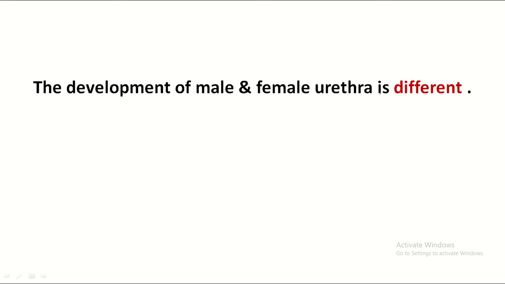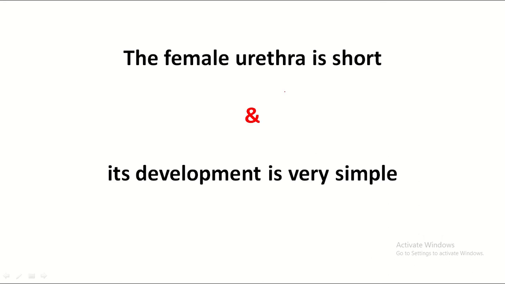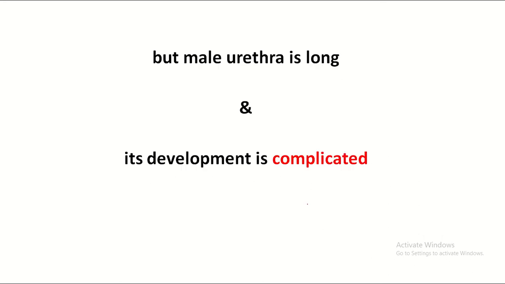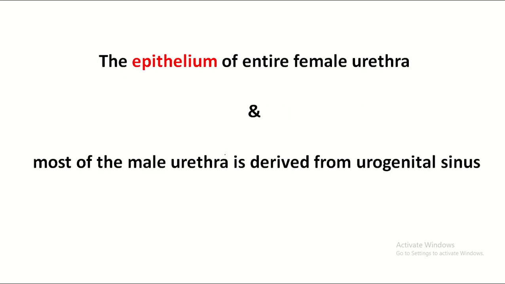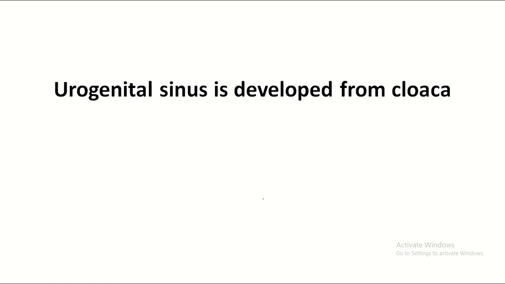The development of the male and female urethra is different. The female urethra is short and its development is very simple. But the male urethra is long and its development is complicated. The development of the male urethra is immediately related to the development of the external genital organ. The epithelium of the female urethra and most of the male urethra is derived from the urogenital sinus.